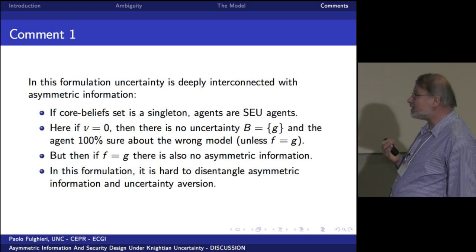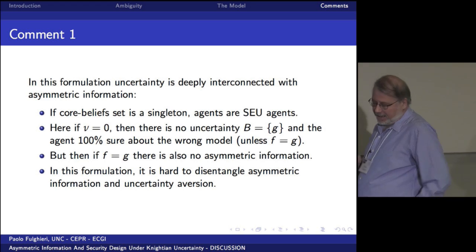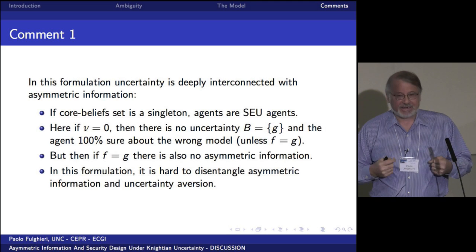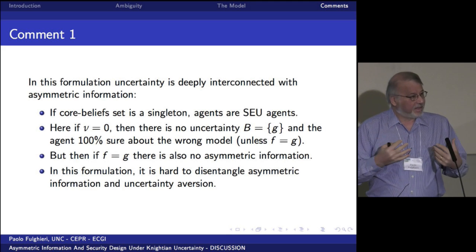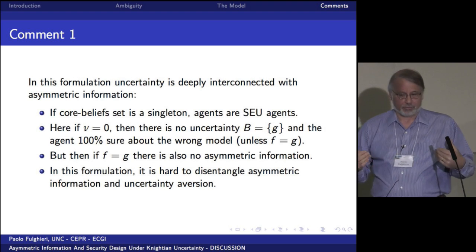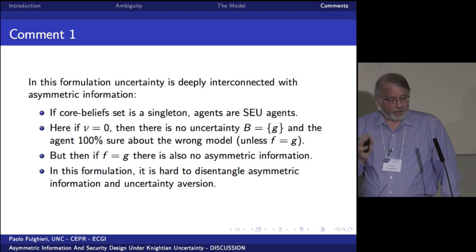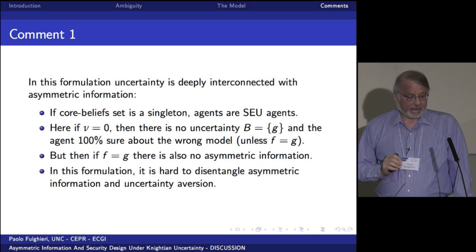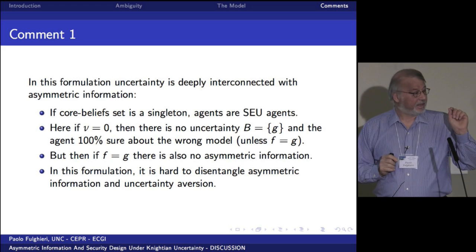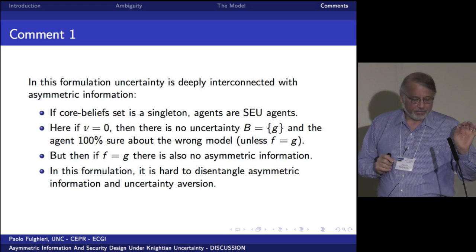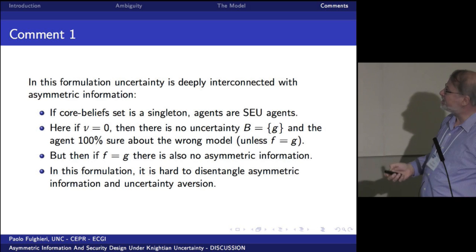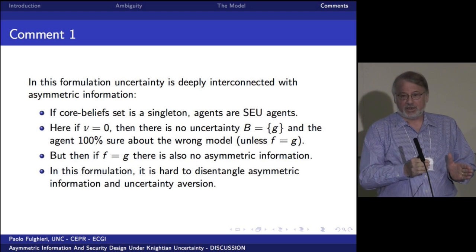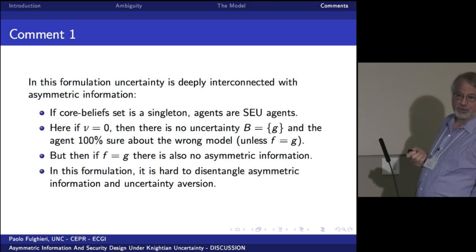Okay, so let me get to what I think are the issues that we need to address here. In the current formulation, uncertainty and uncertainty aversion of the decision maker is deeply interconnected with the way the authors think about asymmetric information. So let me make this point in this way. We know that if the core belief set is a singleton, the agents are standard subjective expected utility decision makers. So now if here I set mu equal to 0, then the core belief set B collapses to G. Okay? So this is a situation in which the agent is 100% sure about the wrong model unless F is equal to G.